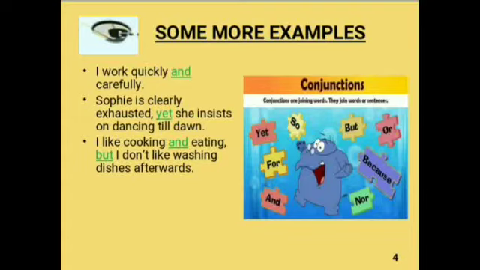Some more examples. I work quickly and carefully. Sophie is clearly exhausted, yet she insists on dancing till dawn. I like cooking and eating, but I don't like washing dishes afterwards. So till now, we are able to understand that conjunctions are joining words. They join words or sentences. In this slide, the conjunctions are and, yet, and, but.